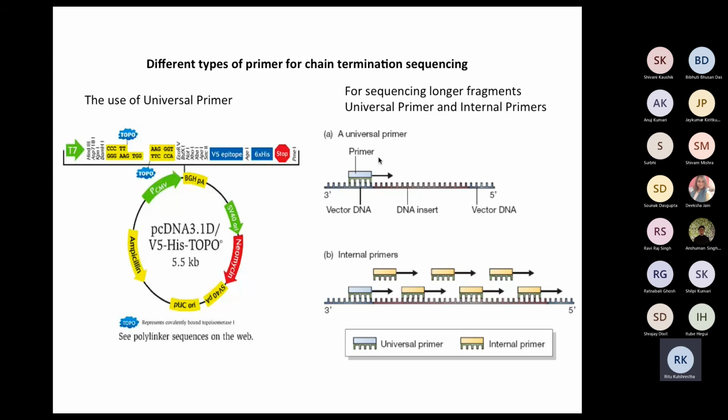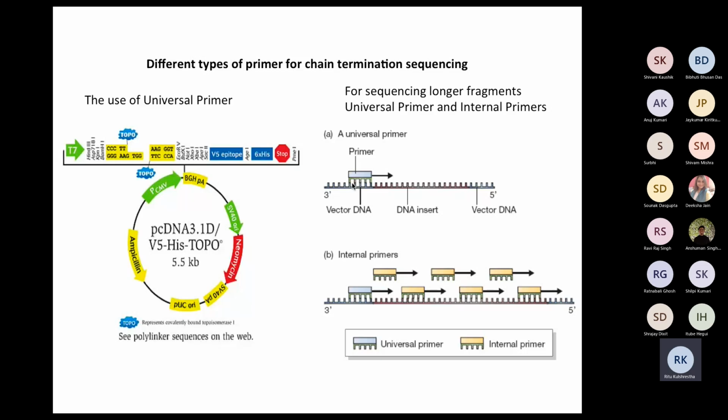So all the companies have primers for T7, for SP6, for M13. So many different generic primers are there with the various sequencing companies present throughout the world. Now comes the problem: what if your cloned sequence is more than 500 base pair.